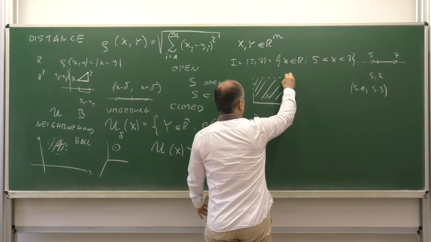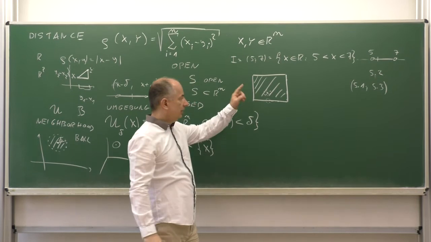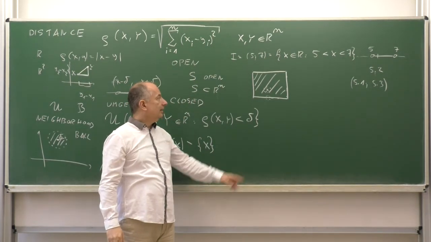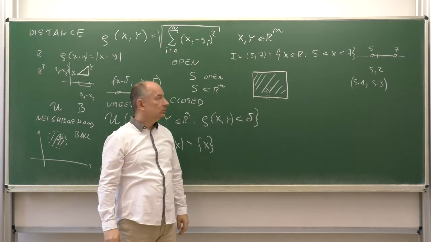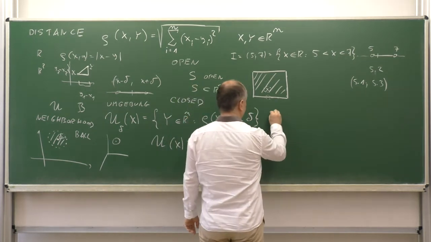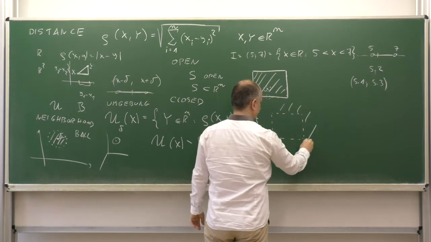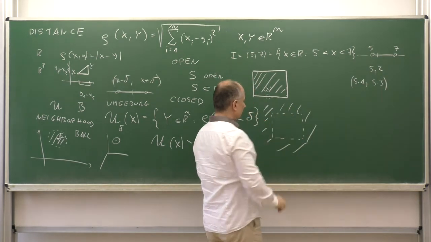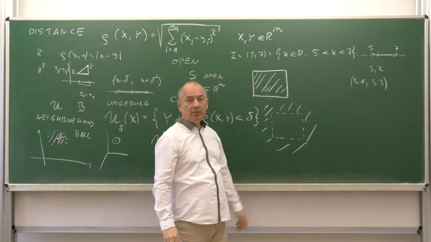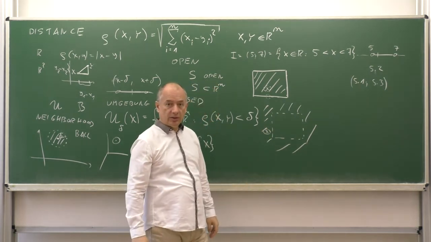An example, if you consider the rectangle including these four segments, including the boundary, then this is not open, but it is closed because its complement is the complement of this set. And this complement is open because for any point you can think of a neighborhood which is in the set.